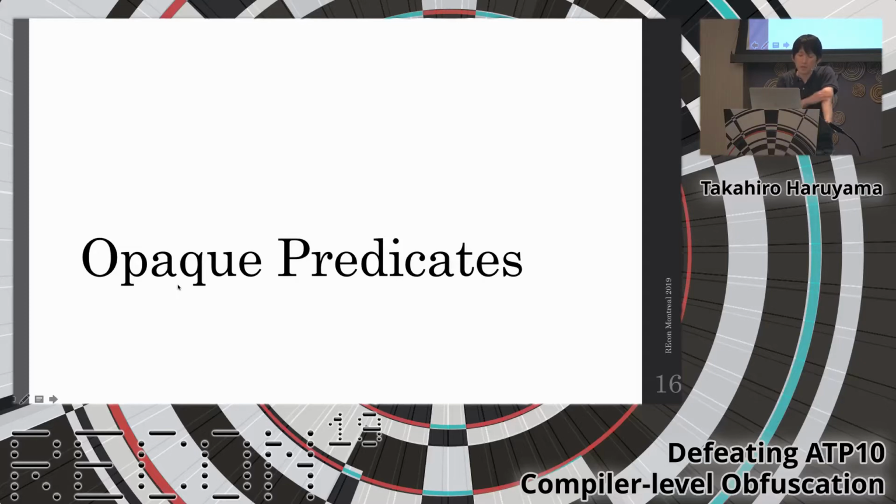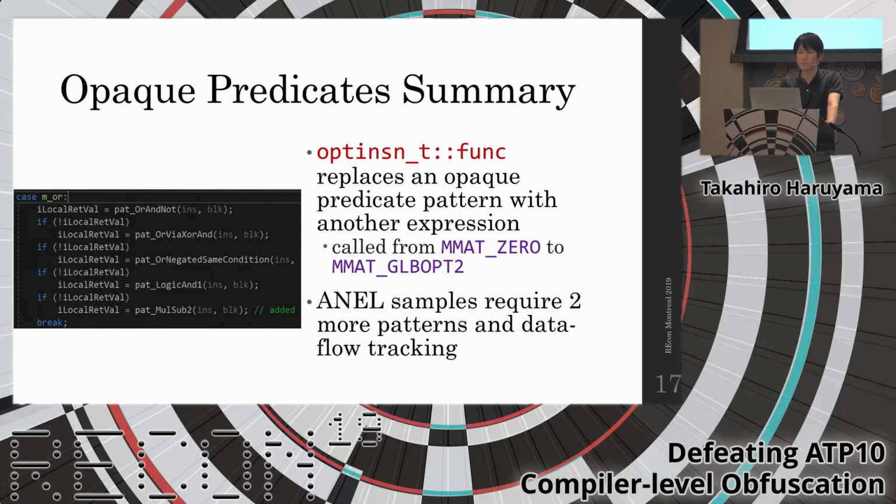Now I explain the modifications. First, opaque predicates. In the original implementation, the optinsn_t callback function replaces an opaque predicate pattern with another expression. ANEL samples require 2 more patterns and a data flow tracking function.